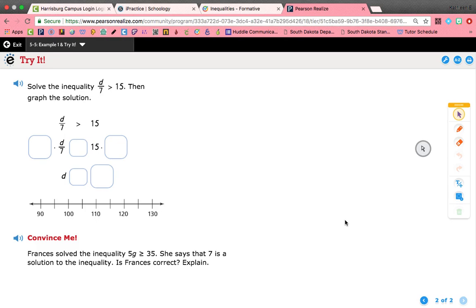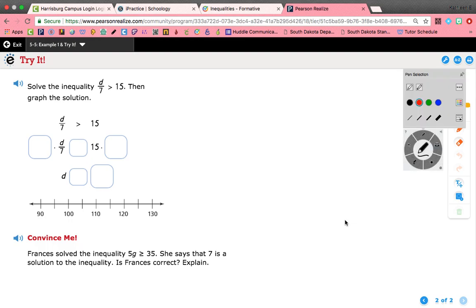5.5. All right, the only thing new about 5.5 is what happens to that inequality symbol when we are multiplying or dividing by a negative number. I know I've mentioned it briefly in bell ringers, but let's see it in action.